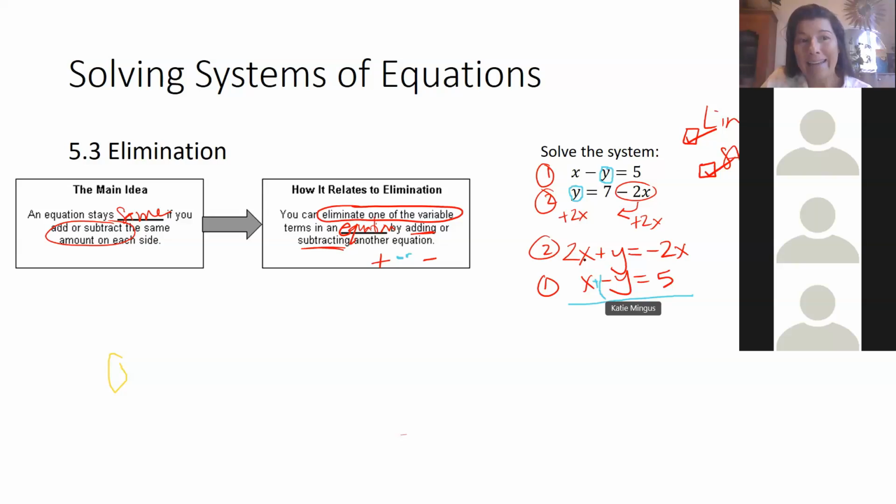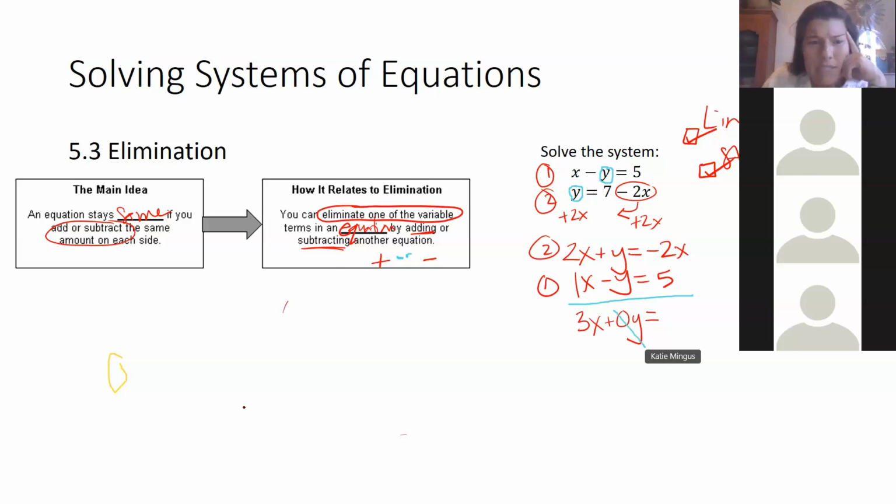Notice if we added straight down here, 2x plus 1x equals 3x. Our goal here is to eliminate one of the variables. So let's see what happens. What's y minus y, or plus y plus negative y here? This goes to 0. 0y.